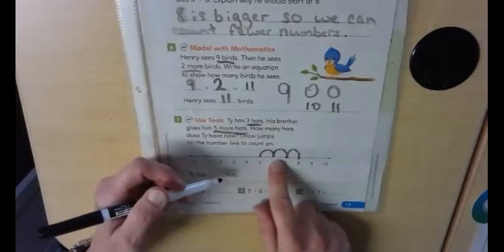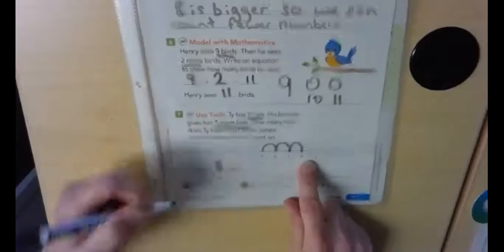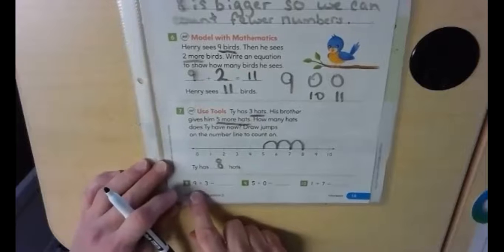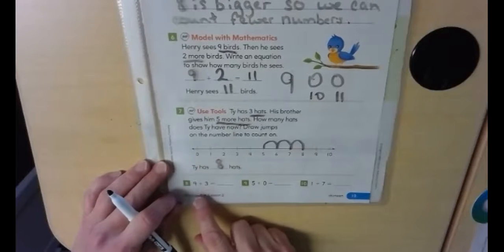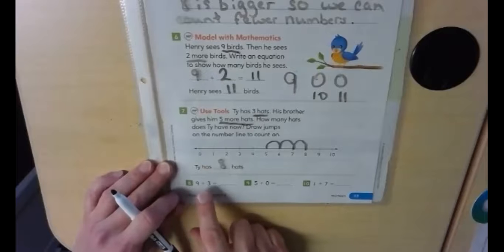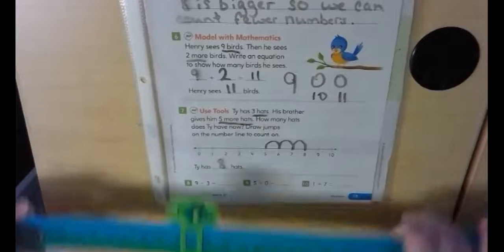3 hops. And what number did we land on? 8. Okay, now we've got 3. If you have a number line at home to use, you can use that, or you can draw pictures. 9 plus 3 equals. I'm going to go ahead and use my number line here.